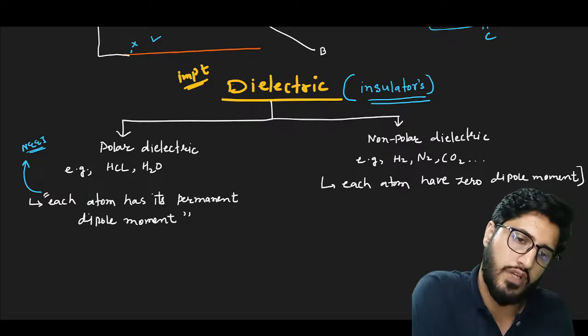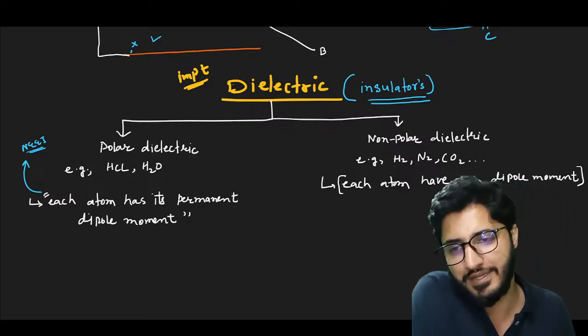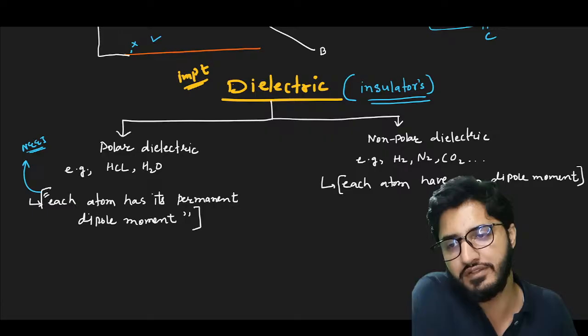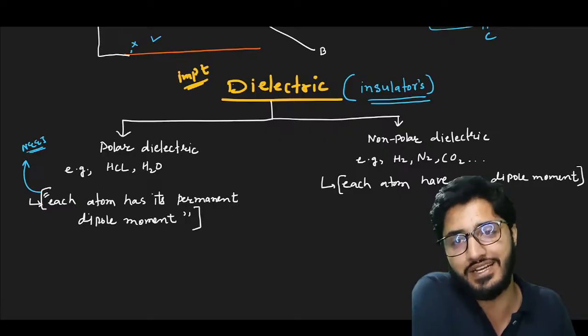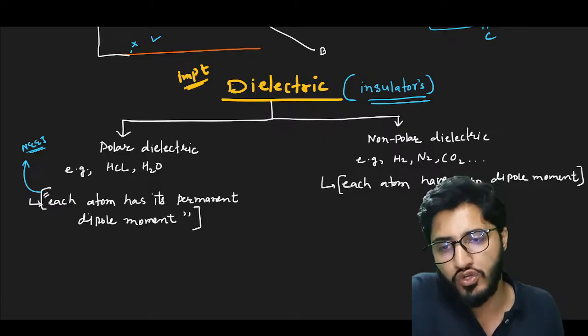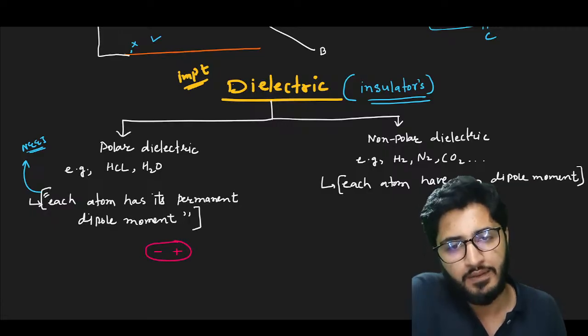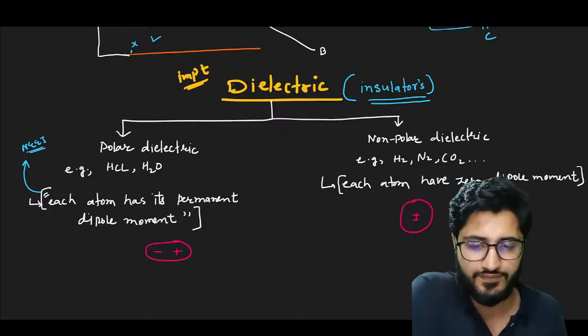And you also know what dipole moment is from the electrostatics chapter. I don't need to repeat it now. That's why I'm telling you these chapters are interrelated. So a polar molecule looks like this: look now, positive side, negative side. But a non-polar molecule looks like this: positive and negative coincide.